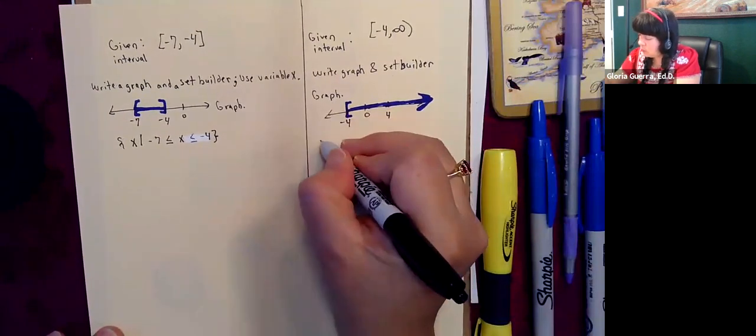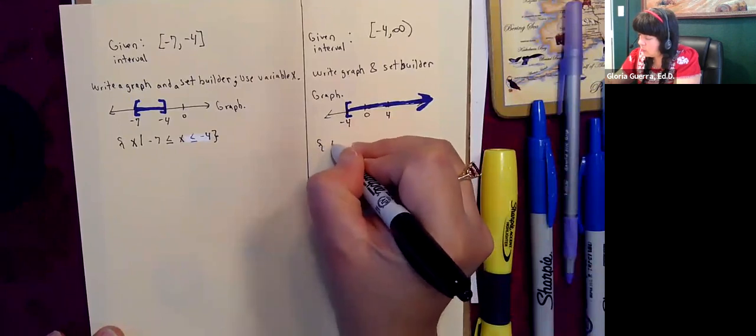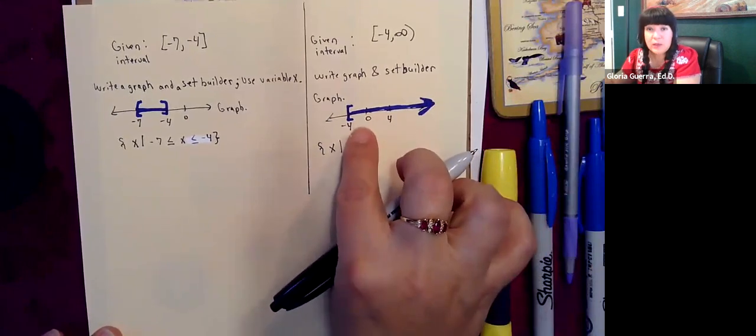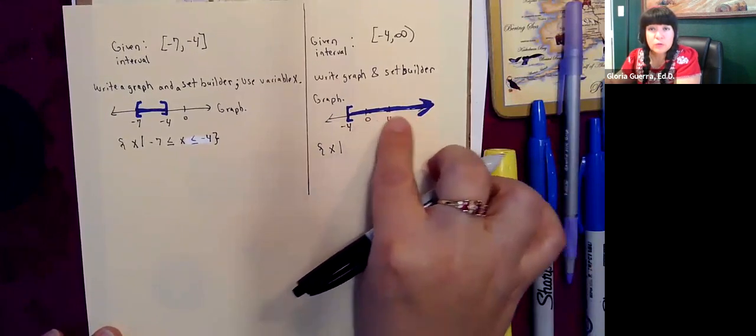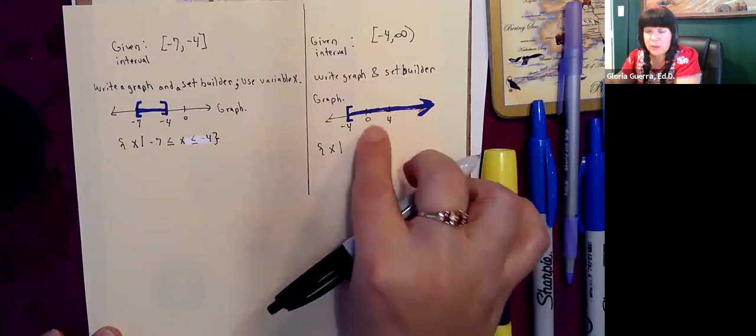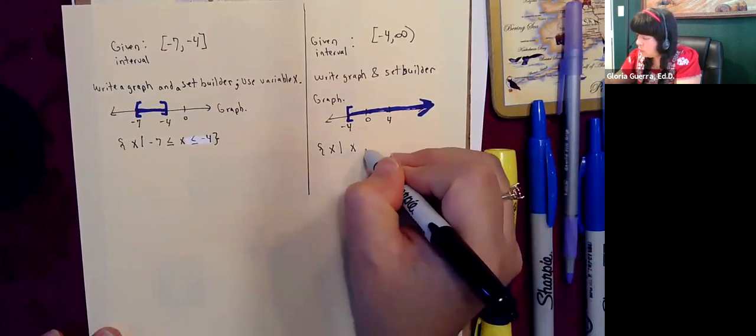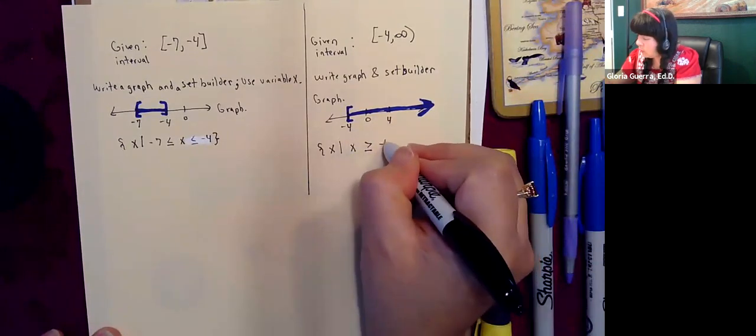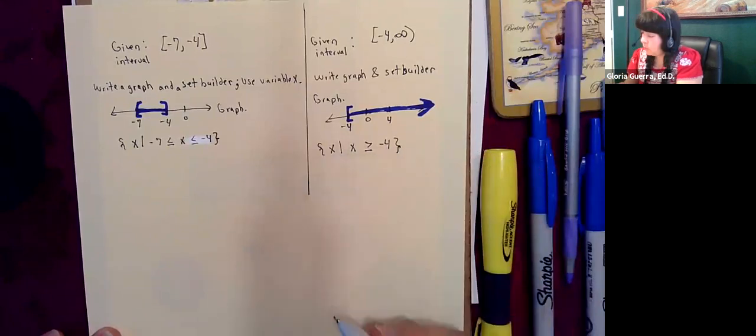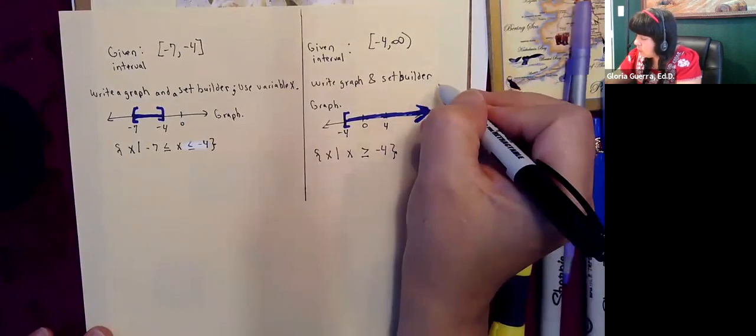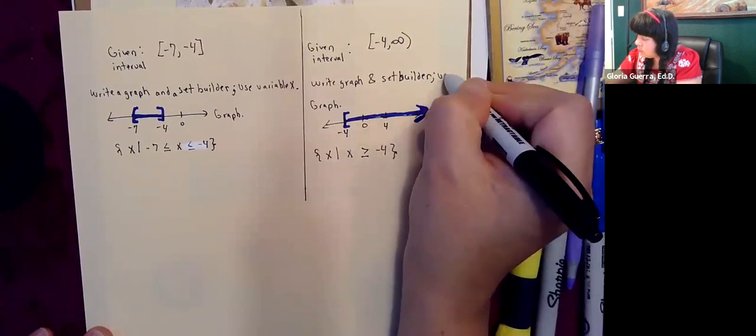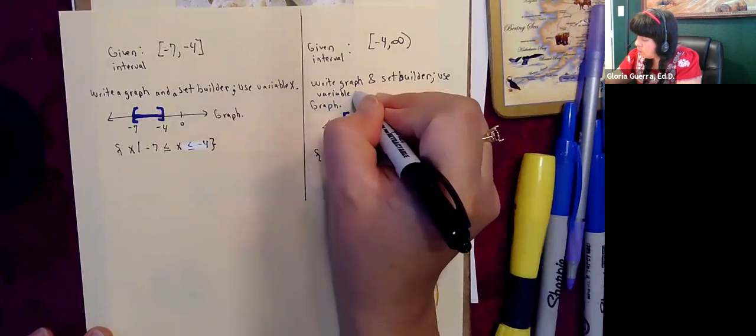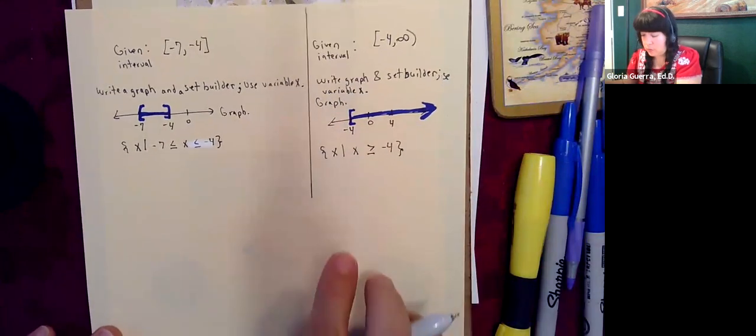And then the set builder notation would be the set x. We're going to use x again, such that, and this is saying that all your unknowns are greater than -4. So all your unknowns are greater than or equal to, because of this bracket, -4. Okay, so we're using the x variable right here.